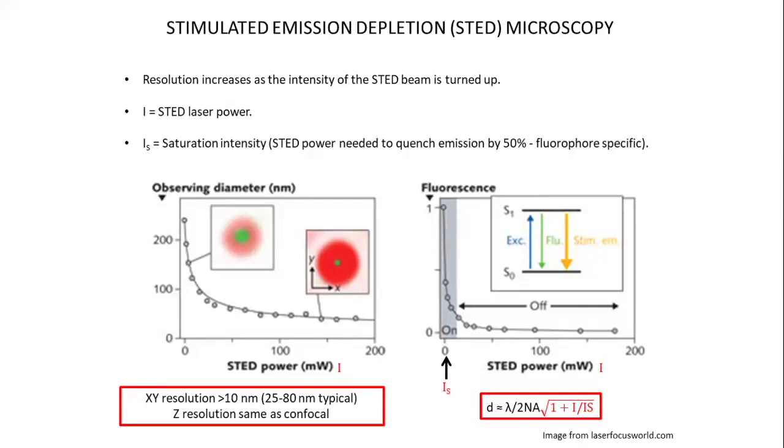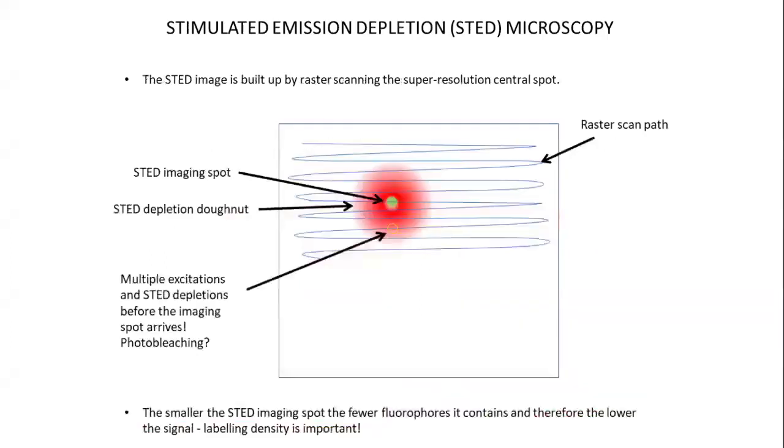The other thing to consider is that these molecules are getting a lot of excitation and a lot of depletion before they get the chance to actually contribute to the image. So we've got this big 200 nanometer excitation spot, which is then superimposed with the STED donut, which is a similar diameter. Anything out here in the wings is getting excited, depleted, excited, depleted, excited, depleted. And it's only when the zero gets to this coordinate does that molecule have a chance to contribute to the image. So there's multiple excitations and STED depletion before the imaging spot arrives. And this is one of the problems. That's an opportunity for photobleaching.